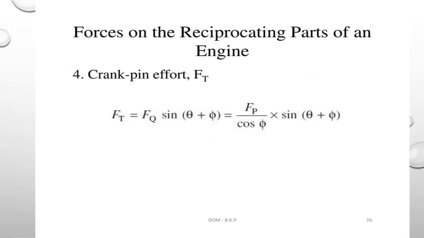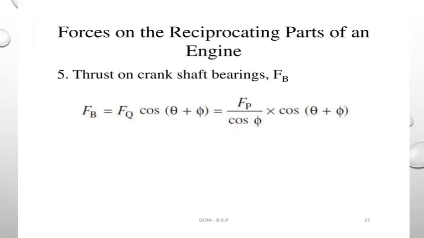Next one is crank pin effort. Ft equal to Fq sin of theta plus phi, equal to Fp by cos phi into sin of theta plus phi. Next, thrust on the crankshaft bearing. Thus Fb equal to Fp by cos phi into cos of theta plus phi.